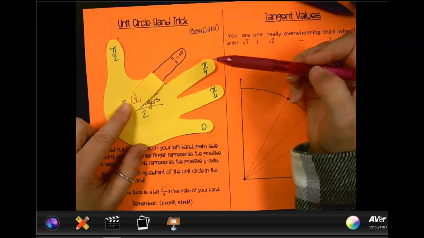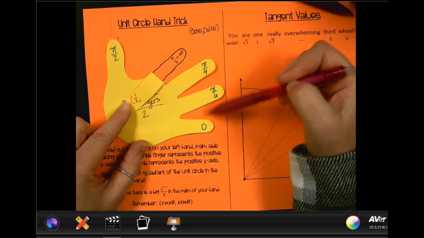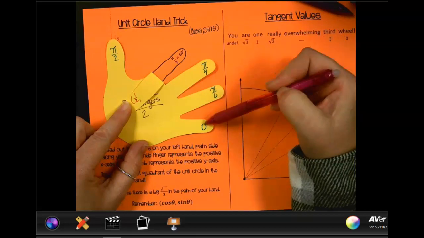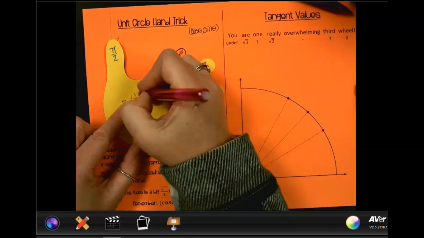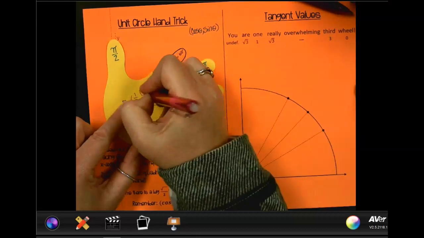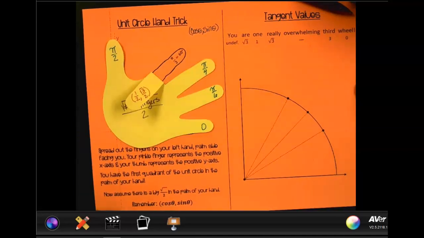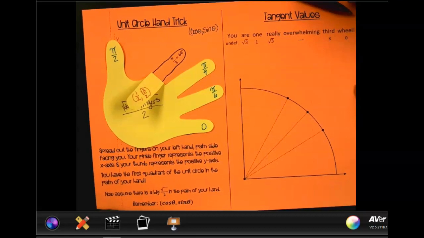It's really not hard, I promise. The 3 over here, I've got 3 fingers to the right. That's the square root of 3 over 2. So when you take your index finger and you bend it back, you've got your cosine value and your sine value for pi thirds. It's 1/2 and square root of 3 over 2. That's your ordered pair right there.